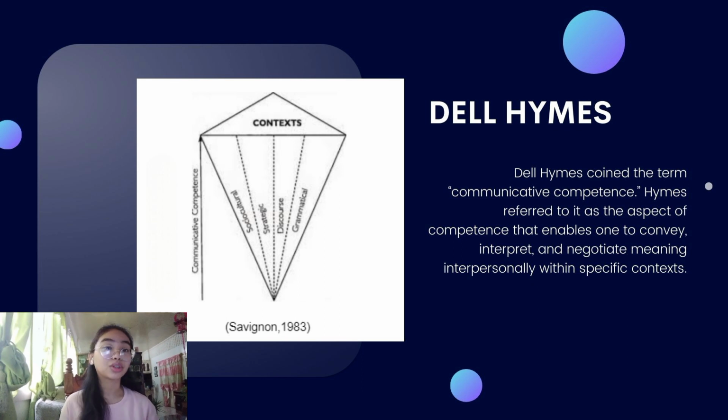Next is the sociocultural competence, which is the understanding of the social context in which communication occurs. And lastly is the strategic competence. It refers to the communicator's communicative strategies to initiate, terminate, maintain, repair, and redirect communication. So those are the 4 components of Canale and Swain's communicative competence.